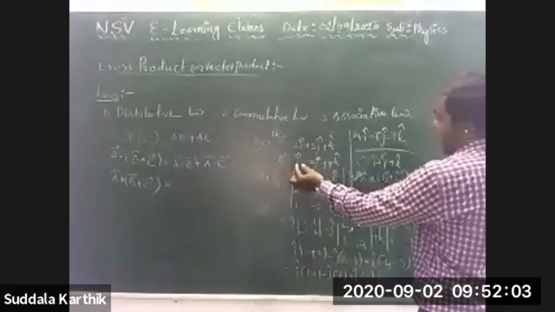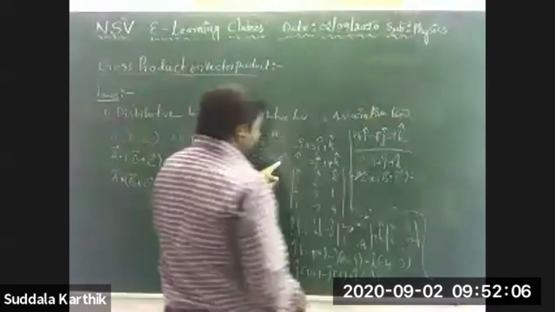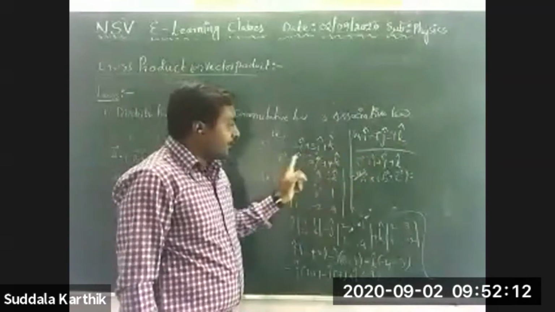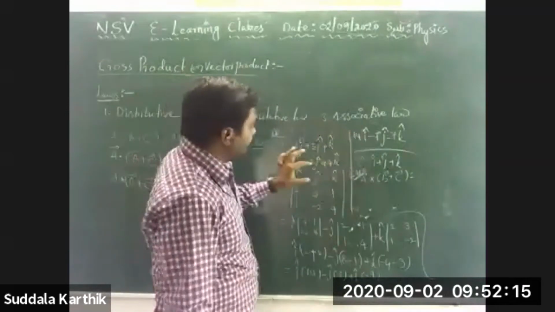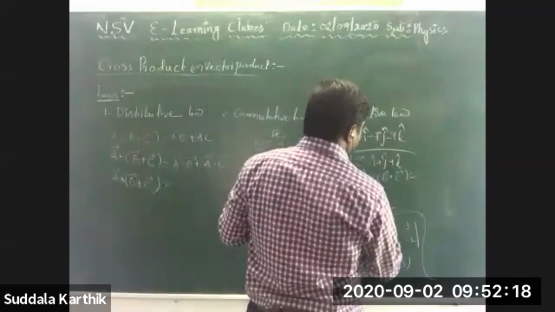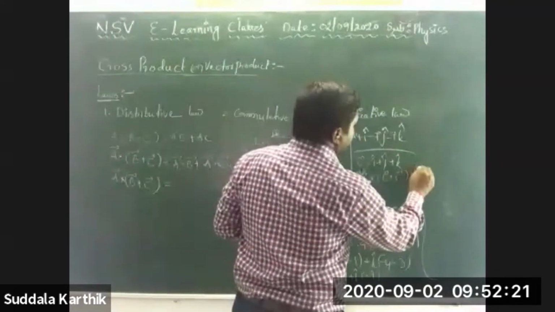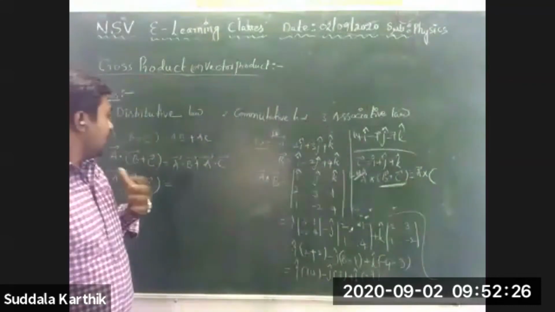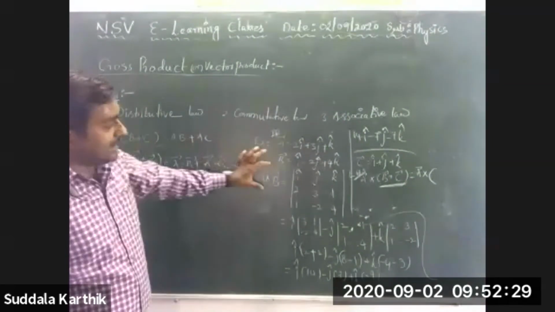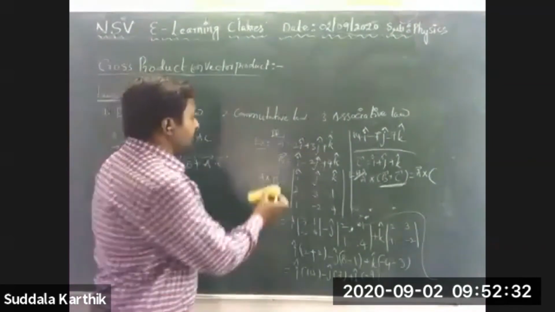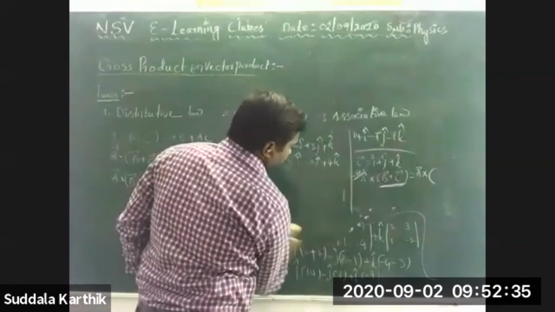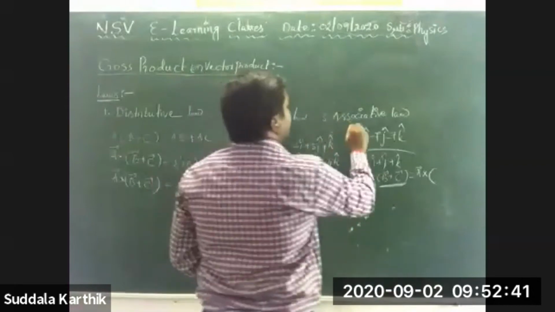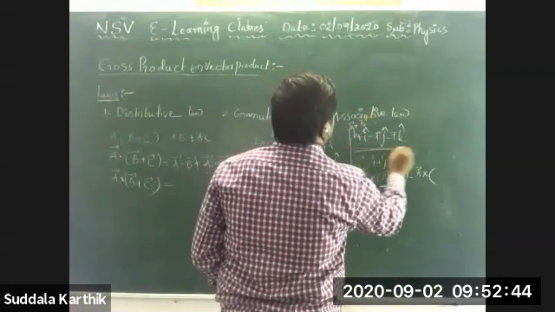B bar plus C bar is how much? B bar is here, C bar is here. B bar plus C bar is I cap plus I cap, 2I cap. First of all, I want to find B bar plus C bar, the LHS. Just for this purpose I am giving the example. It is a general example I have given. Now I am going to discuss the resultant of A bar cross B bar. I have written it here now.